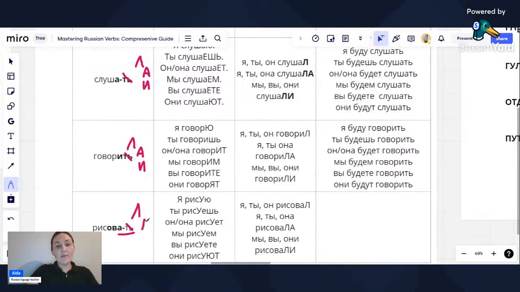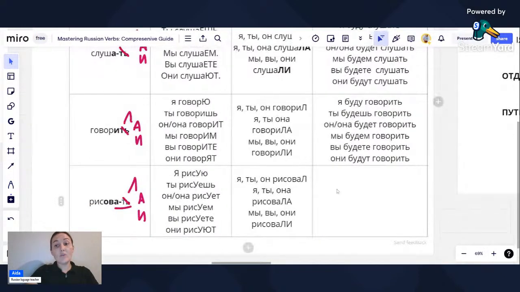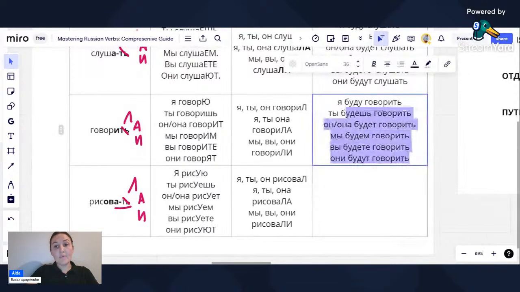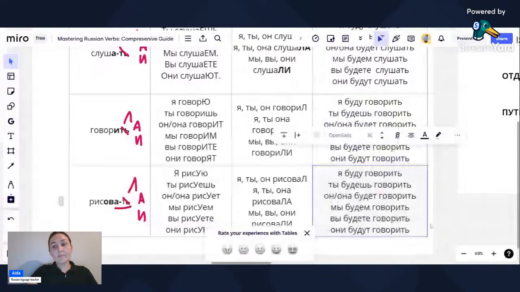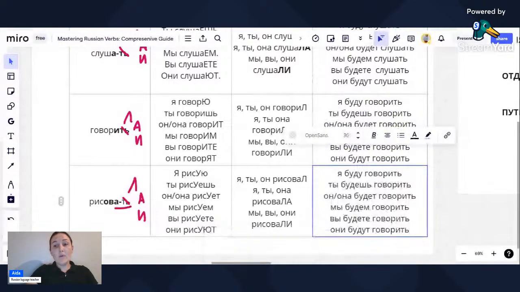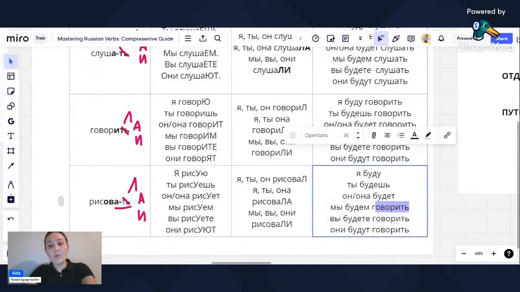Рисовал, рисовала, рисовали. Okay, male, female, plural. And now let's have a look at the future tense of this verb, рисовать. It's also completely the same. We use this structure. We use the verb be to form the future tense, and instead of this verb говорить, we need to put the verb рисовать here.